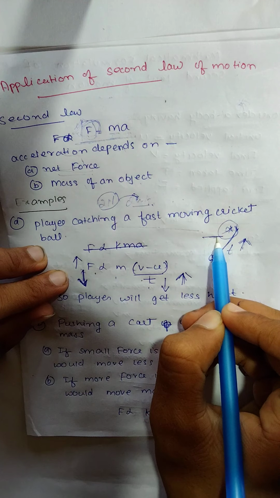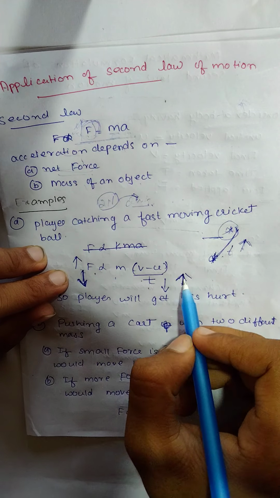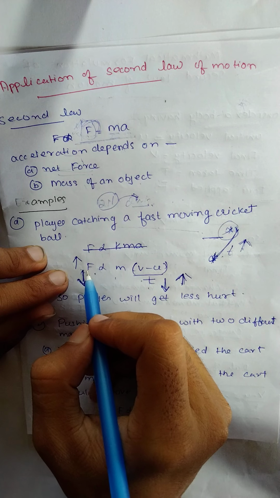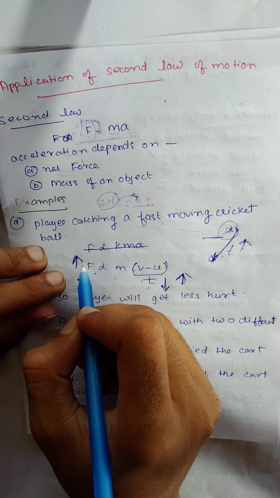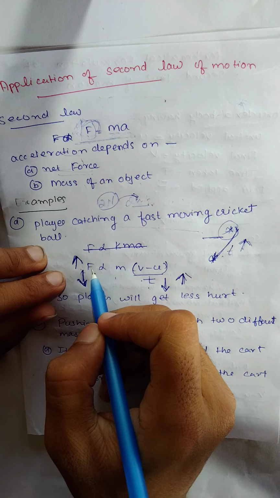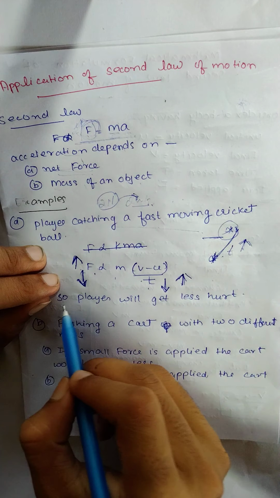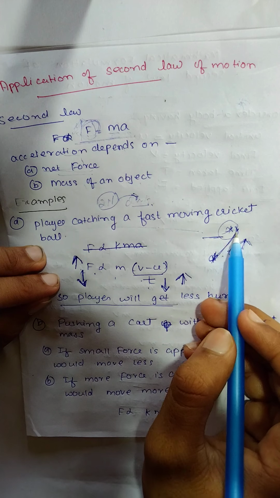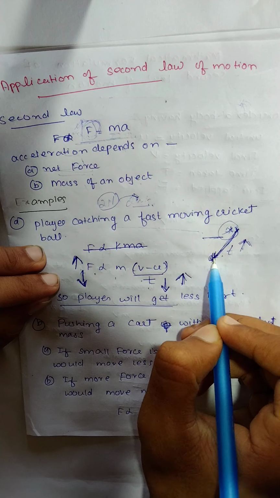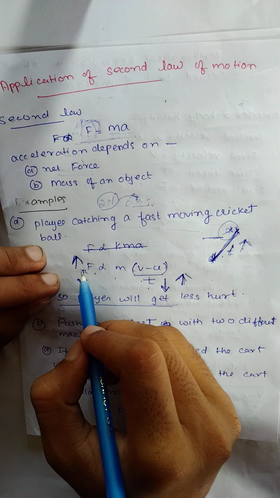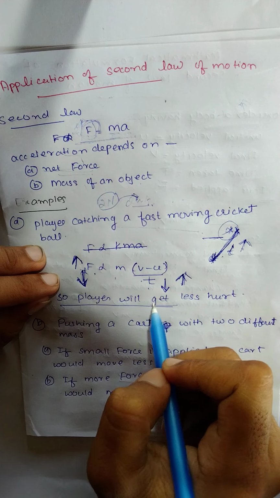If the player catches the ball here, then the time will be decreased. So when the time is less, the force that the player has to make to catch the ball is large, and because of this large force a player may even get hurt. So the player will get less hurt if, when the ball is coming, he moves his hand a little down. In that case the time increases and the force decreases. So the player won't get hurt.